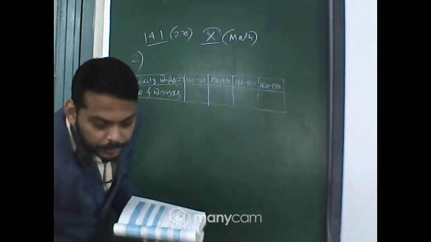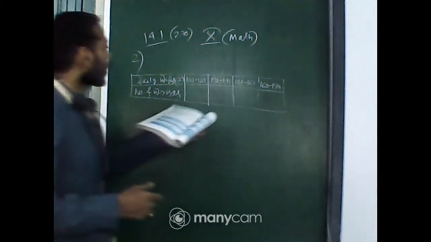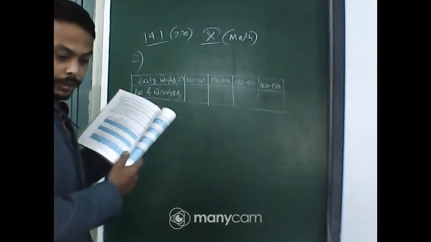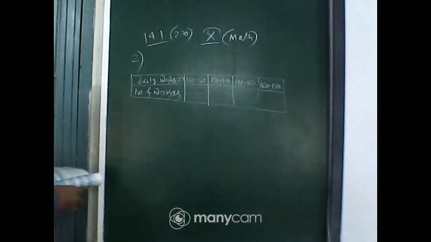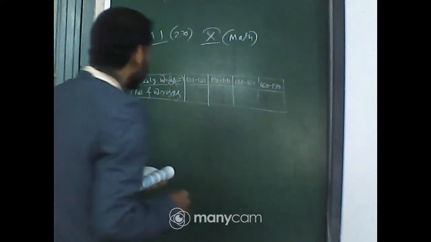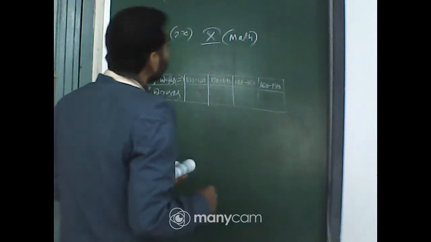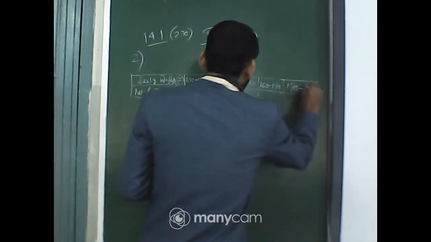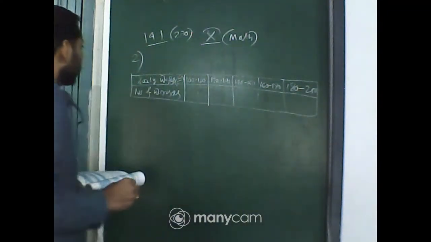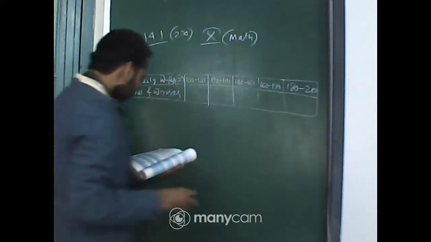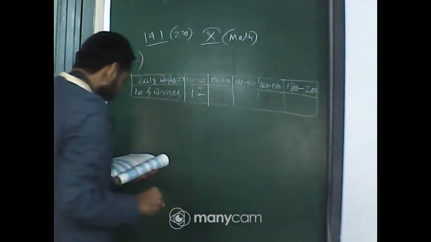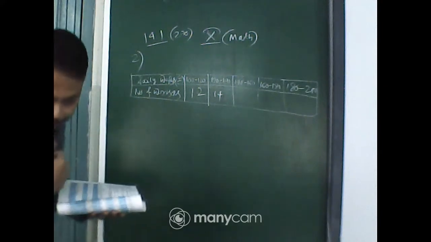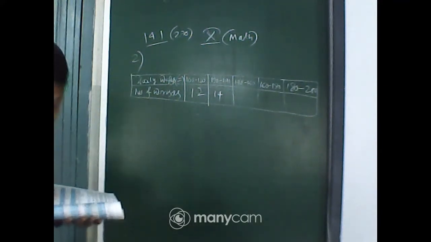Now I am saying that the digits are maybe different in some books. According to these books, the daily wages are 100 to 120, 120 to 140, the third class 140 to 160, fourth one 160 to 180 and the fifth one 180 to 200. Now the number of workers who have daily wages 100 to 120 is 12, 120 to 140 is 14. These are the frequencies, you know that. Yes, these are different in some books.